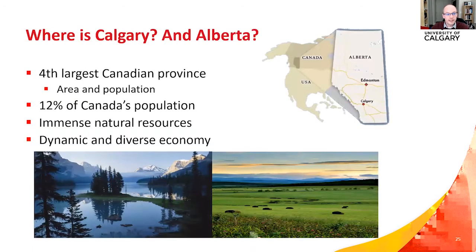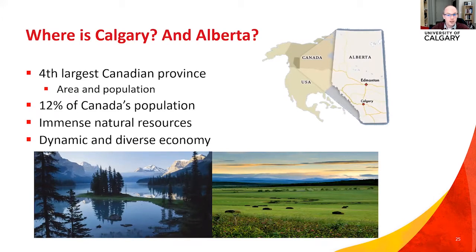Now, Calgary itself. Where is it? Well, here's a little map of Canada. The province of Alberta is in the western interior of Canada, and Calgary, as you can see, is on the southern end of the province. Alberta is the fourth largest Canadian province, both by area and by population. So we're roughly 12% of Canada's population.